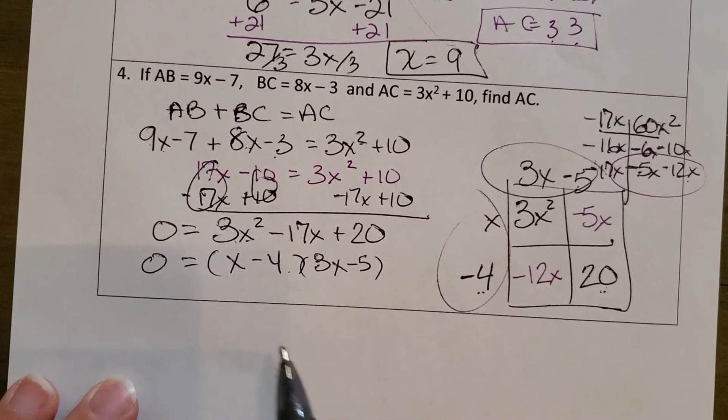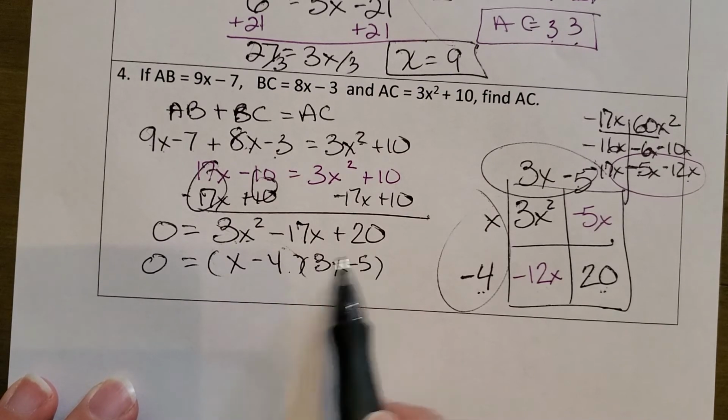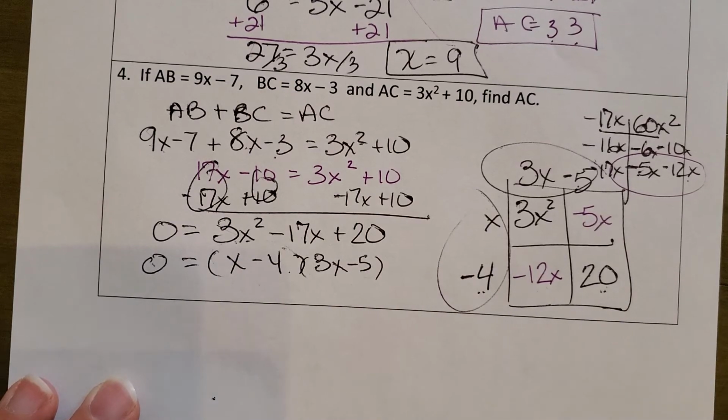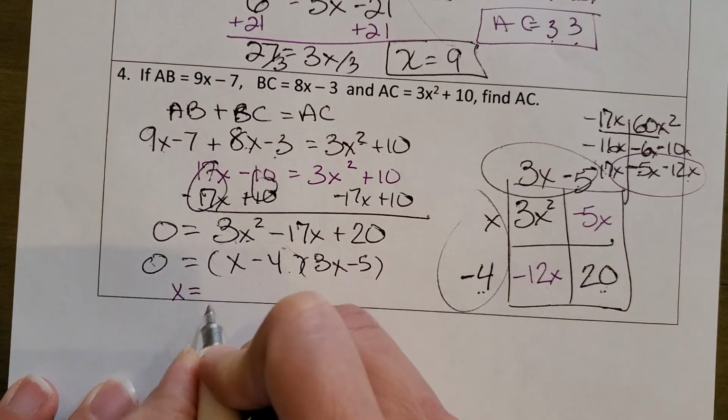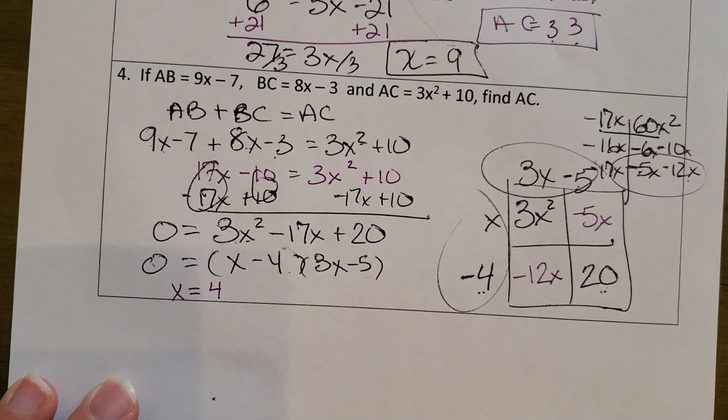And what happens here is there's this 0 property rule that says something times something else, if it equals 0, one of those two things would always have to be 0. So I have to say, okay, when does x minus 4 equal 0? Well, that happens when x is 4, right? 4 minus 4 is 0. So one of my answers is 4.